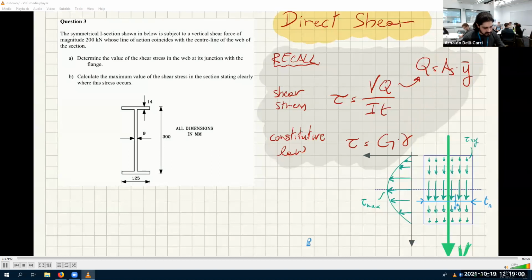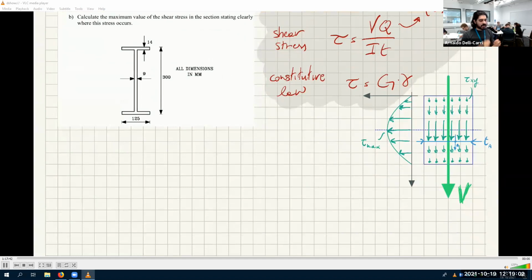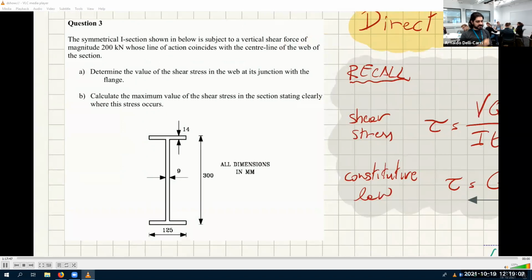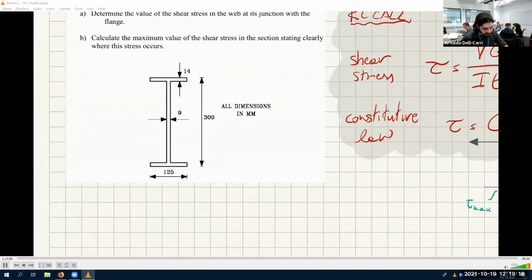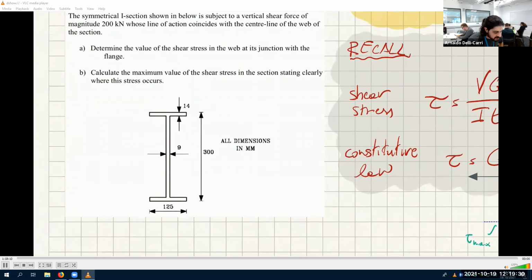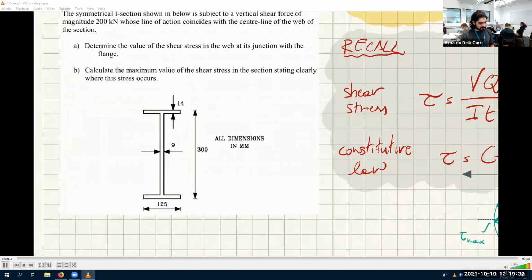All right. So let's now solve this problem, for which we have a symmetrical I section subjected to a vertical shear force of magnitude 200,000 newtons. And the line of action coincides with the center line of the web of the section. So that means we have a very large shear force V applied in the middle, exactly in the middle of the section. Determine the value of the shear stress in the web at its junction with the flange.